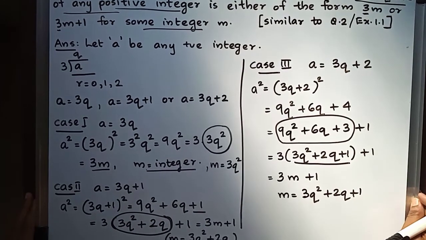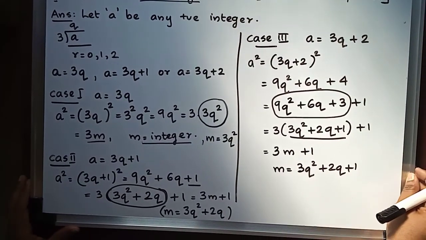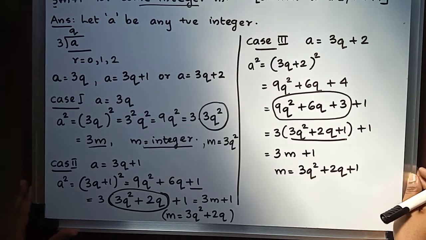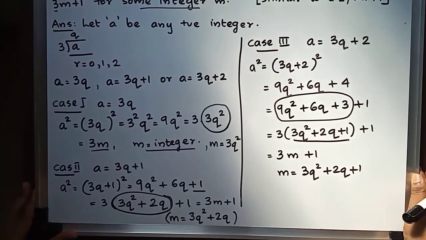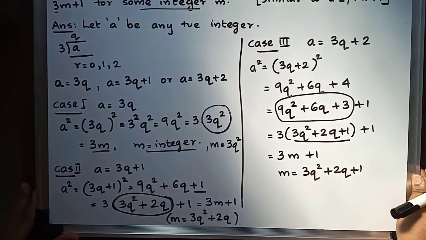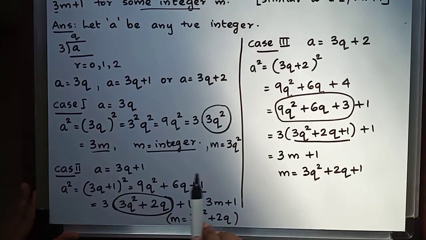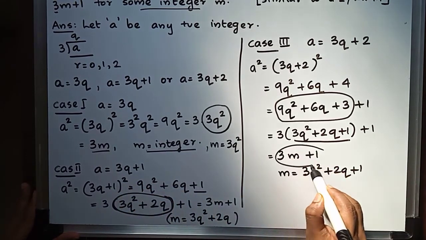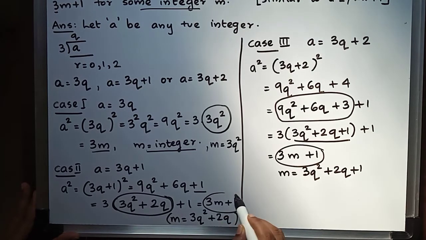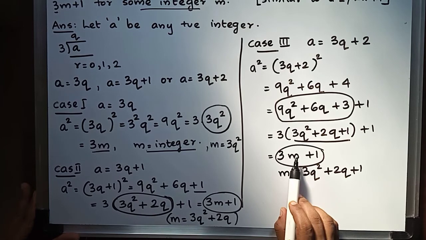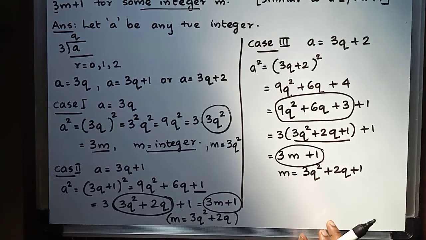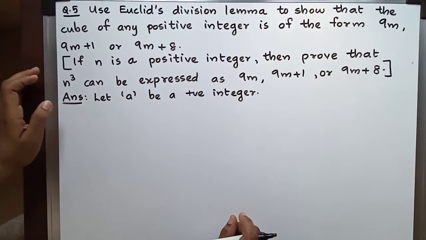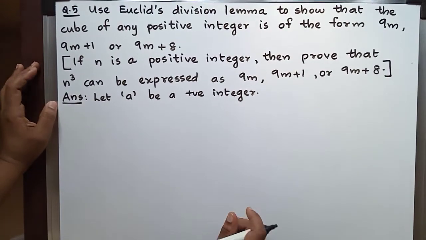So what can we conclude? Any positive integer's square can be considered as 3m or 3m plus 1, where m is just an integer. This is the last question of our exercise.